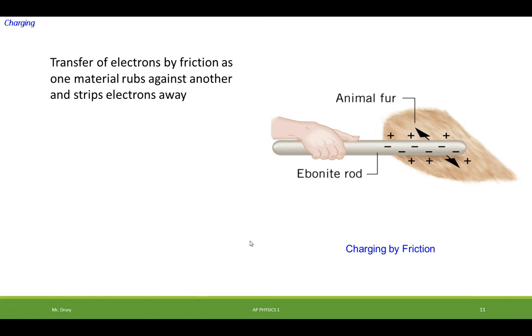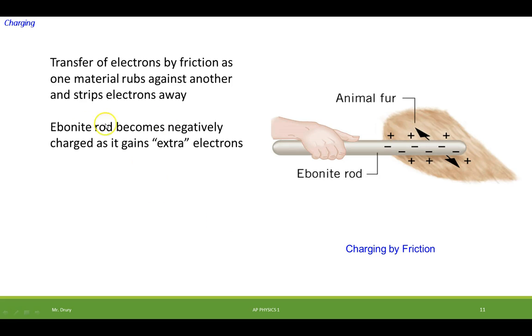So how do we actually charge objects? One way is to charge it by friction. Here the ebony rod becomes negatively charged as it gains extra electrons. What you're doing is rubbing it against the animal fur. The animal fur loses electrons, therefore it becomes positively charged. The rod itself becomes negatively charged because it gained those electrons.